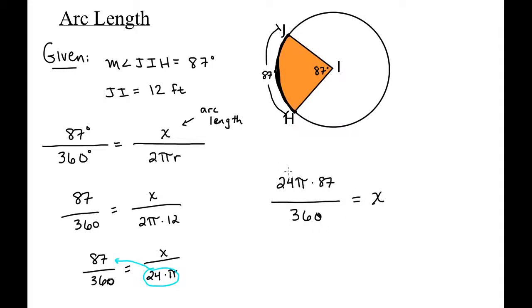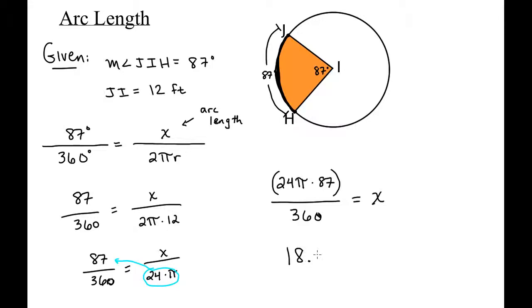Then you go to your calculator and you want to make sure, as always, when your numerator is compound, when there's a lot of stuff up here, you put parentheses around it. So as you type this in, you start with an open parenthesis, 24 times pi times 87, and then close your parenthesis, divided by 360. And the number that you get there is your answer.